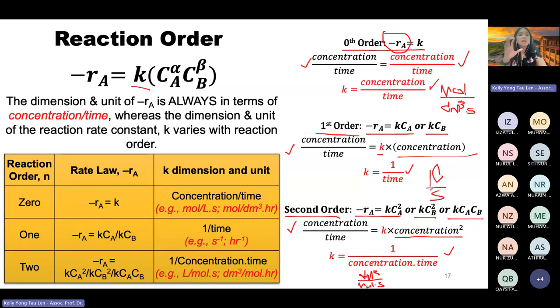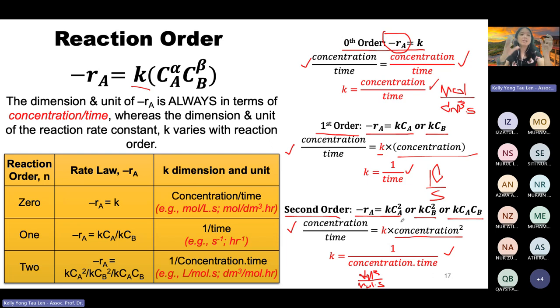Let's say the journal or the book or the paper says the reaction rate constant, nilai K itu adalah 10 dm cube per second, and the reaction is only one reactant A, you can definitely know that the rate law is minus RA equals KCA power of 2. However, if you have two reactants, then kamu dah tak boleh deduce accurately. Kalau kamu ada reactant A, reactant B, kamu dah tak boleh deduce accurately.